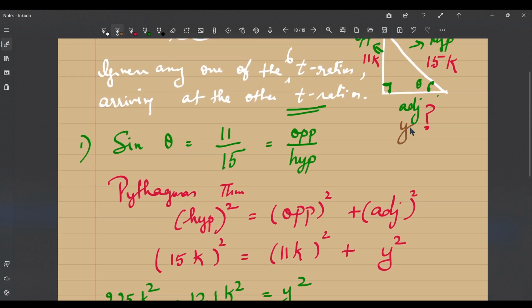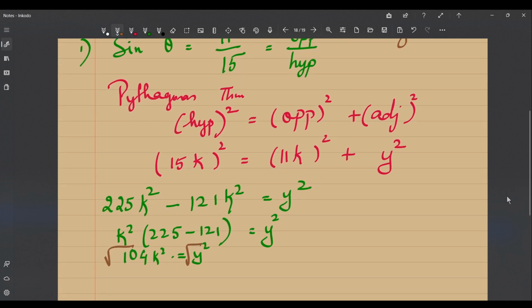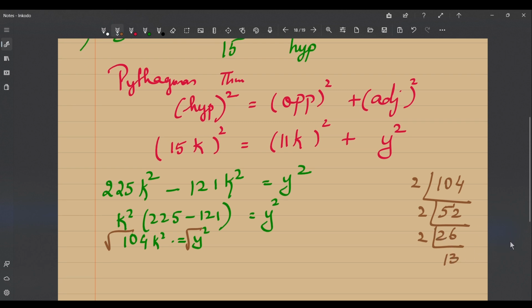So this is y. 104 does not look like the square of any number. So, just breaking it into its prime factors: 2 times 52, 2 times 26, 2 times 2 times 13. I think we are done because 13 is a prime number. So I can maybe write 104 as 2 squared times 26.